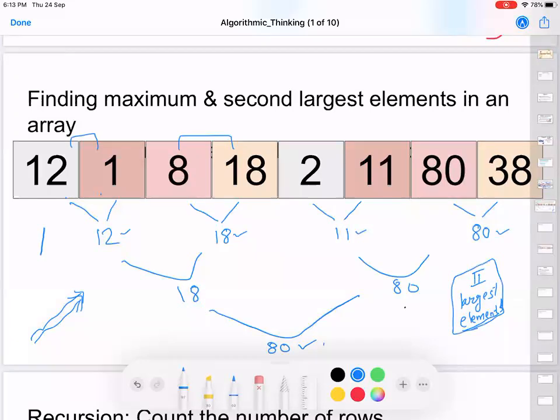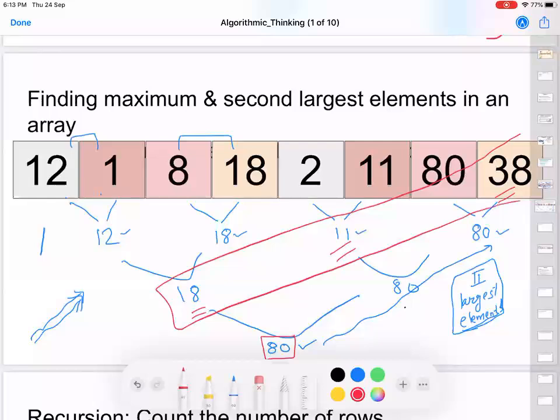So what you can do is backtrack this tree and look at the players with which this best player had matches. If you look at it, you will realize that 80 had a match with 18 over here, 80 had a match with 11 over here, and with 38 over here. So definitely your second largest element is one among these three candidates, right? Now your list is reduced to these three elements, and you can find which is the maximum in these three. That is your second largest element.